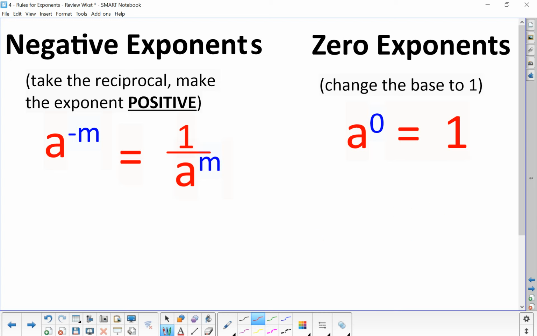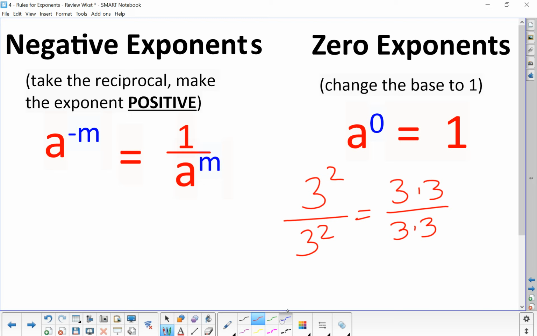Let's take another look at that. If I have 3 to the second divided by 3 to the second, then I have two 3's in the numerator, two 3's in the denominator, and I have two wholes, right? 3 divided by 3 is 1, 3 divided by 3 is 1, but 1 times 1 is actually just 1.